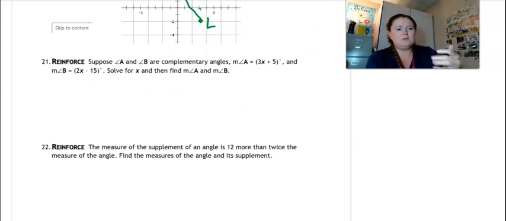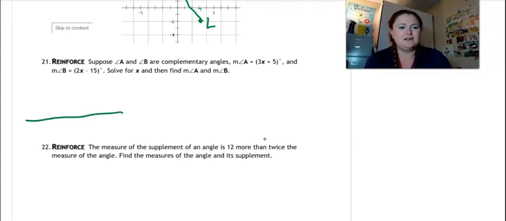So number 21 says: suppose angle A and angle B are complementary angles. That means A and B add up to 180. Angle A is 3x plus 5, and B is 2x minus 15. So essentially we've got 180 degrees split into 3x plus 5 and 2x minus 15.